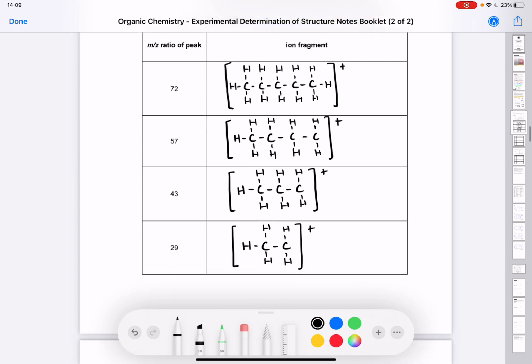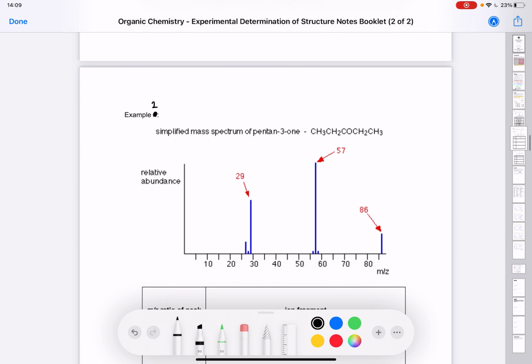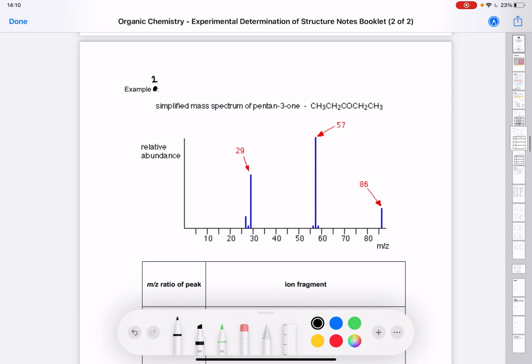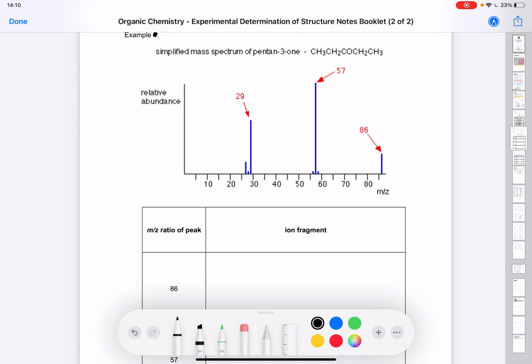Alright, when we go on to our next example, which is example 2, we've got the simplified mass spectrum for pentan-3-one. Now, for me, it's probably going to be easier if we actually write the full structural formula for pentan-3-one, which I'll do in the box with the ion fragment. So our highest fragment has a mass to charge ratio of 86, so we would be expecting that to be our molecular ion, which again is just the full molecule with just one electron being lost.